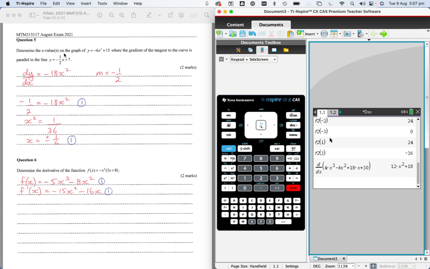So the gradient of this line here is -1/2. So we're really looking at when is the gradient of this equal to -1/2. So we set these equal to each other and solve to get plus or minus 1/6.